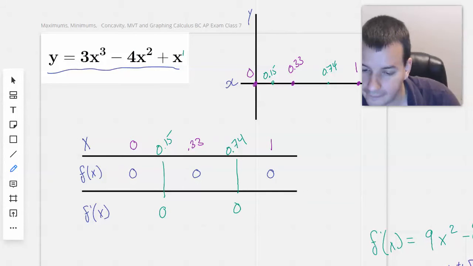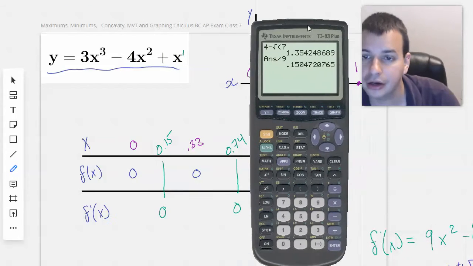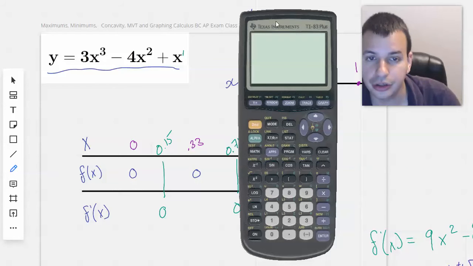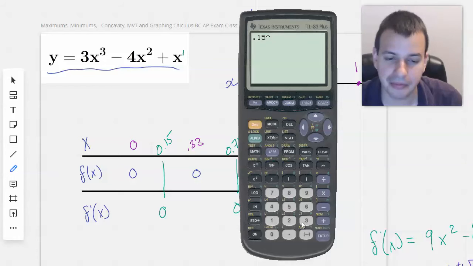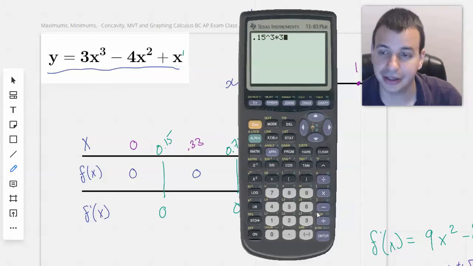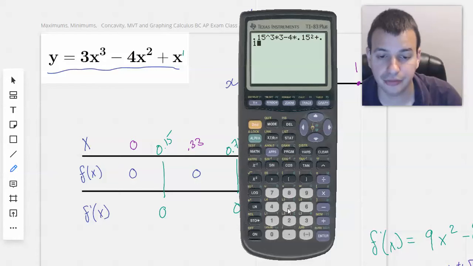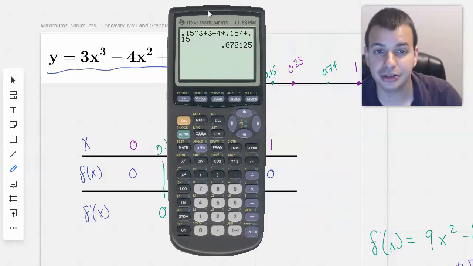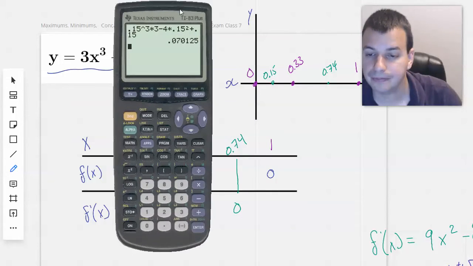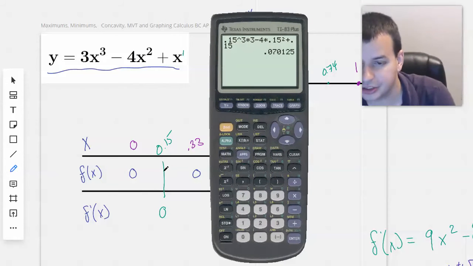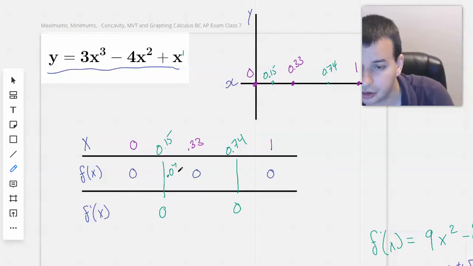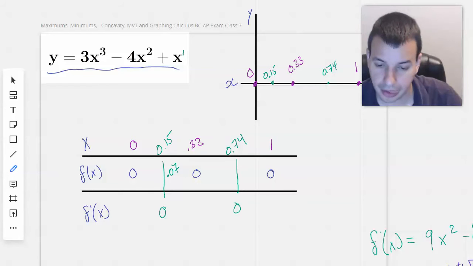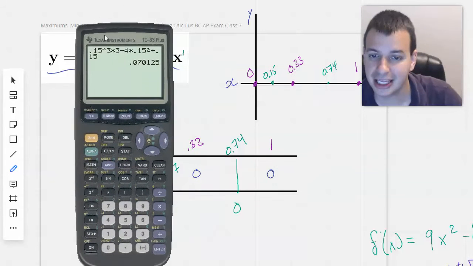Get our calculator. Clear. So we do, is it 0.15? 0.15. I know, I should be more exact. Minus 4 times 0.15 squared plus 0.15. Okay. And we got 0.07. Okay. 0.07.